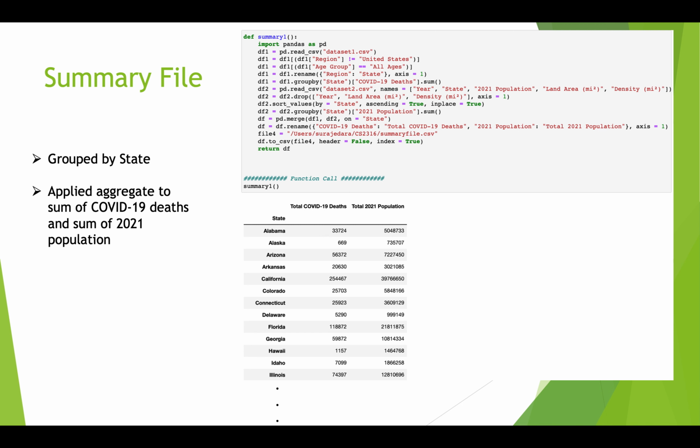And then for the summary file, I first grouped my data by state and then applied the sum aggregate to find the total COVID-19 deaths and total 2021 population for each state. So I have all of the states listed with the values for each sum shown. I felt that this was a good summary of my data because it shows two important attributes of the data.